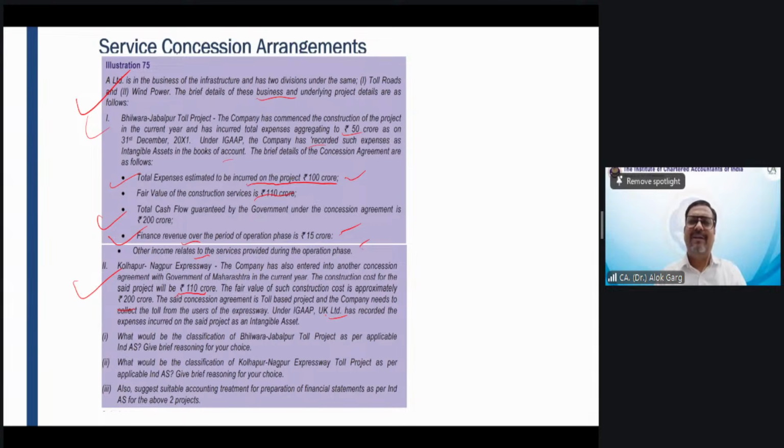I hope this is very clear to all of you. Yes or no? Is it clear or not? Did you understand or not? Then during the operation and maintenance phase, what will you do? You will recognize operation and maintenance expenses to bank. Then you need to amortize the intangible asset. Then you need to collect toll also.